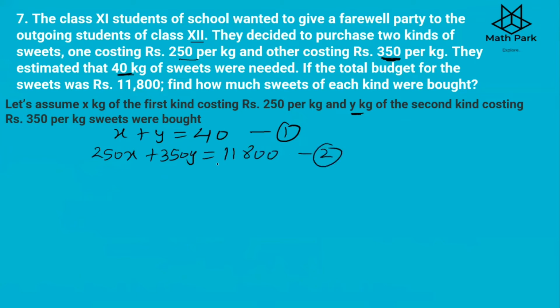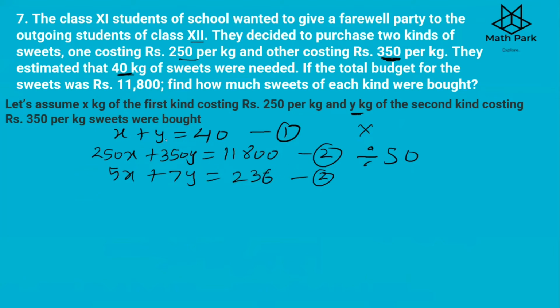To solve these equations, we'll have to again equate the coefficients. So let us multiply equation number 1 by 250. Or before that, can we simplify this further? Yes. If I divide equation 2 throughout by 50, 250 divided by 50 gives 5x, 350 divided by 50 gives 7y, and 11,800 divided by 50 gives 236. Let this be equation number 2. We simplified it because we know the last digits are 50 and 0, so it is definitely divisible by 50.